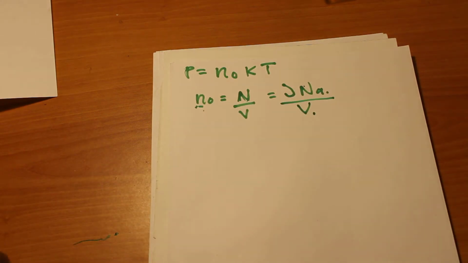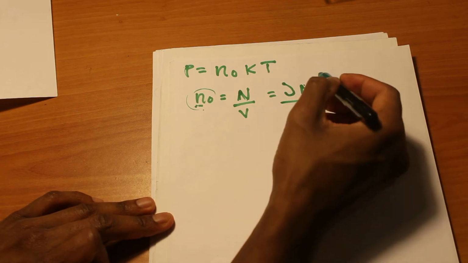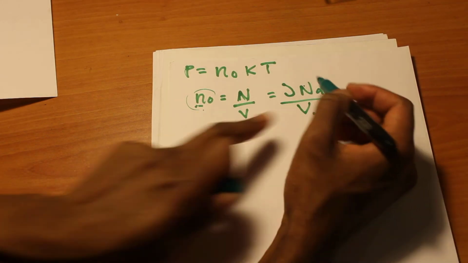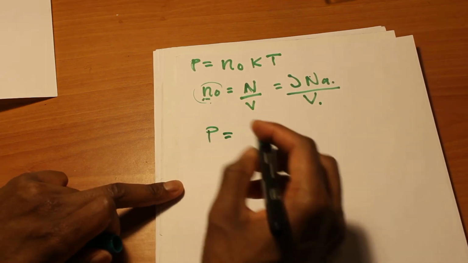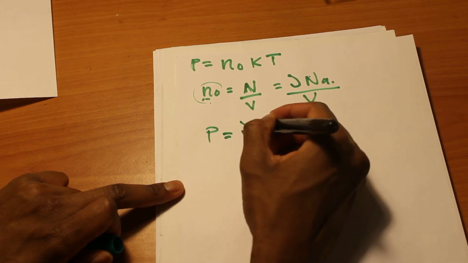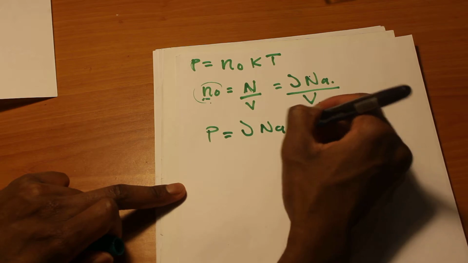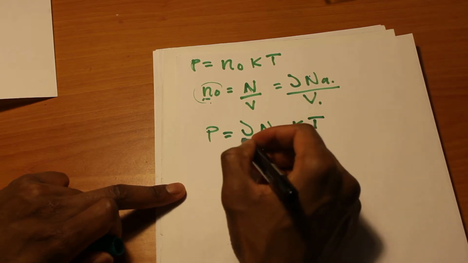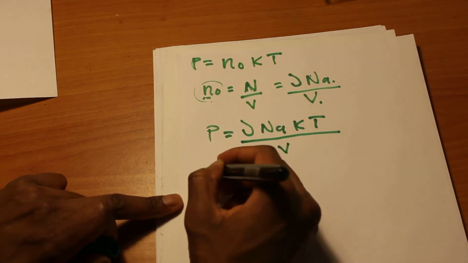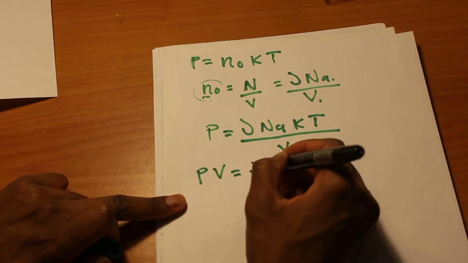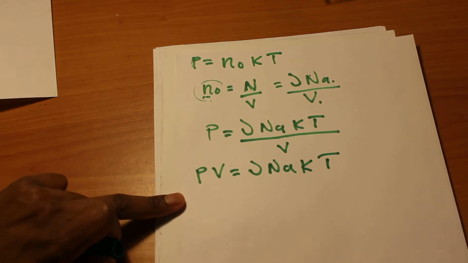From here, we can now replace what we found here, the number of moles multiplied by the Avogadro's constant over the volume, back into the equation for pressure, and we are going to say P is now equal to the number of moles multiplied by the Avogadro's constant, times the Boltzmann constant times the temperature, over the volume. This multiplied by this gives us PV is now equal to the number of moles times the Avogadro's constant multiplied by the Boltzmann constant times the temperature.